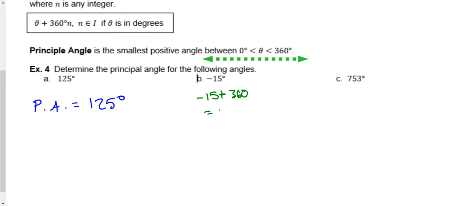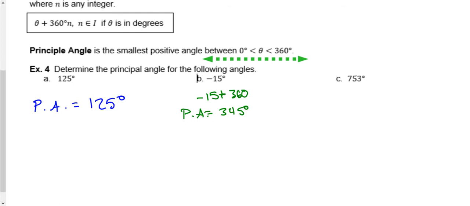That's going to get me 345 degrees. And the question is, is 345 between 0 and 360? Yes, it is. So that's going to be my principal angle here. Principal angle being 345.